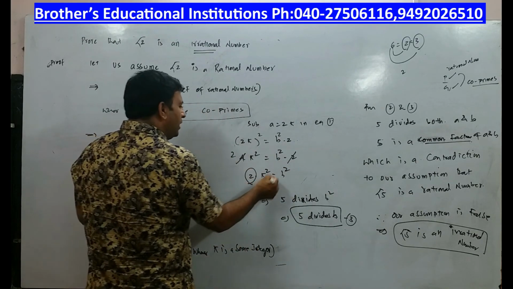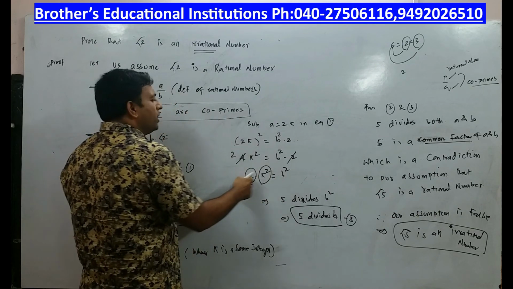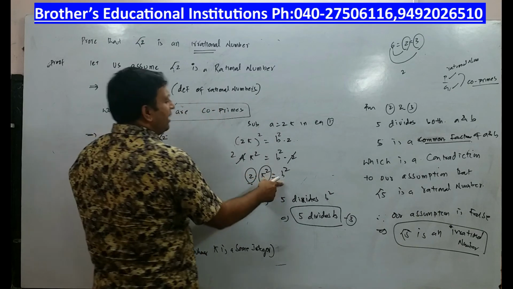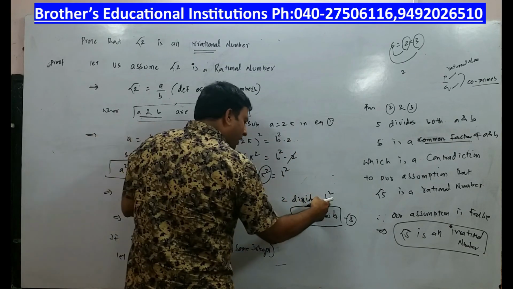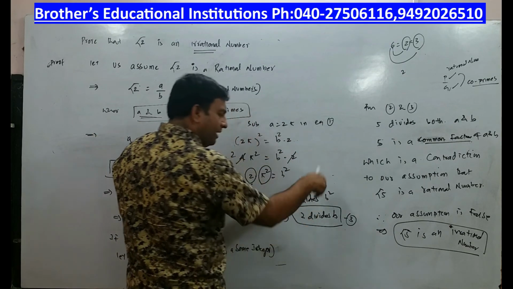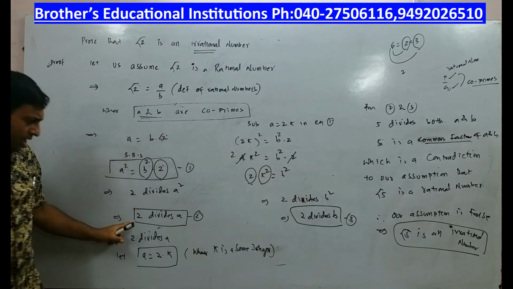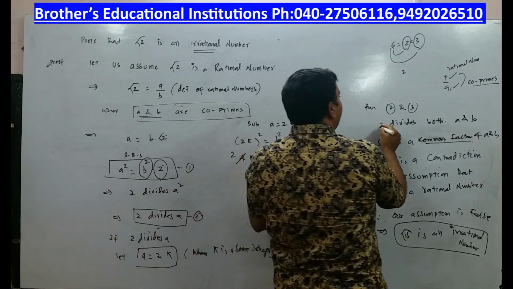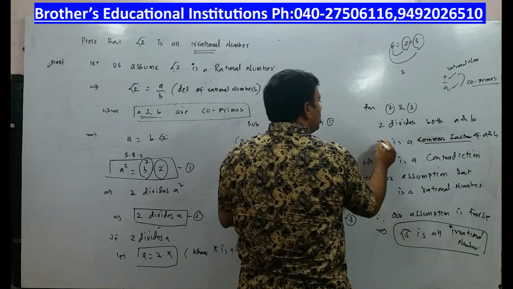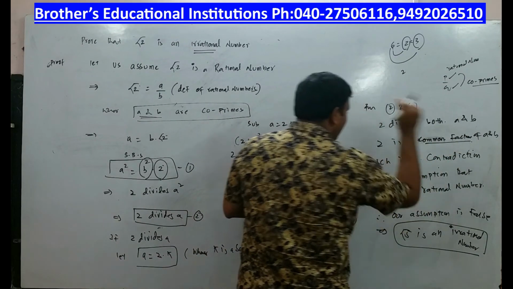Now something into something is equal to B square, means k square is a factor of B square, 2 is also a factor of B square. If 2 is a factor of B square, I will write 2 divides B square. If 2 divides B square, it means 2 divides B. If 2 divides B, I will call that equation 3. Already you wrote 2 divides A. So from 2 and 3, 2 divides both A and B. Means 2 is a common factor of A and B, which is a contradiction to our assumption.